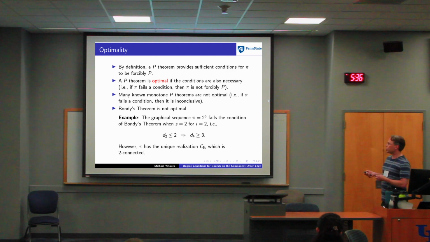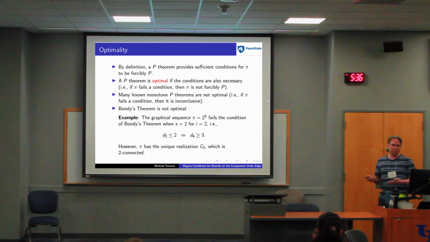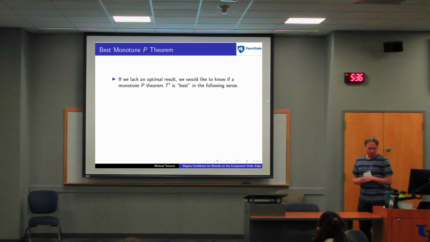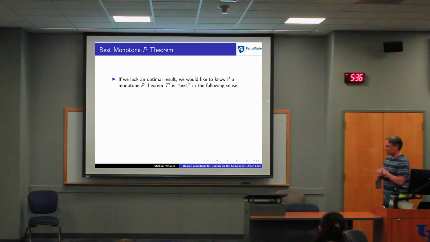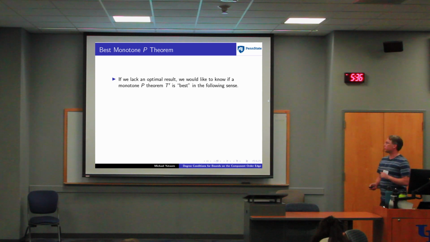It fails the condition for s equal to 2. If you put it into Bondi's theorem, we get this implication, which fails, but it only has this realization C5, which is 2 connected. So even though this is, in fact, forcibly 2 connected, Bondi's theorem didn't classify it as such. Okay? So our goal then is to identify, in some sense, a best possible P theorem, in that it's sufficient, not necessary, but it's going to do something special.